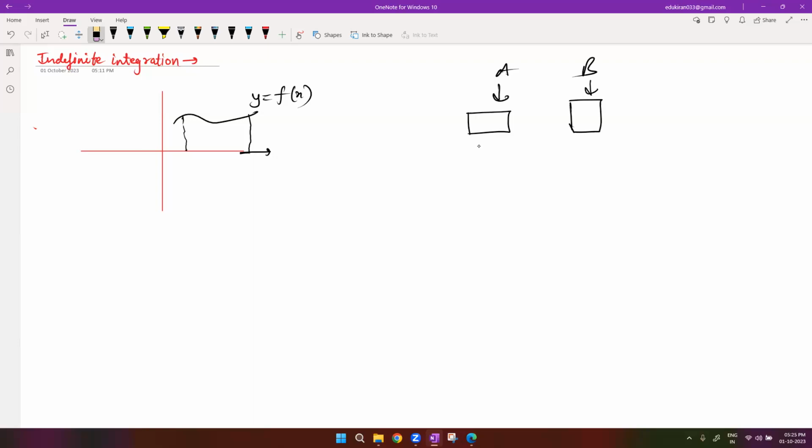Now let's understand the concept of integration. Integration, in basic terms, means summation.